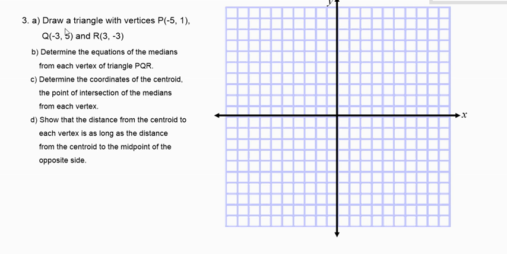It starts pretty nicely. Draw a triangle with the vertices P, Q, and R. So let's do that. So here's P, negative 5, 1. Q is at negative 3, 5, and R is at 3, negative 3. So there's my vertices, so if I connect these, I will create triangle PQR. So there it is. It's not that neat, but don't worry, I'll clean it up in a second. So there's triangle PQR. That was easy.